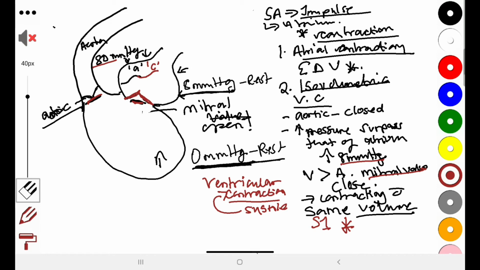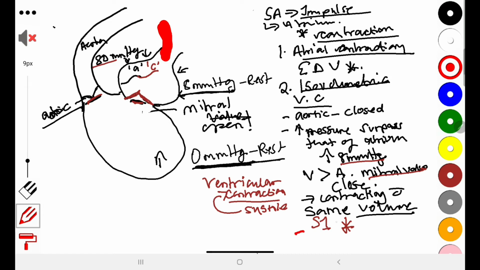Let me see if there's anything else I would like to say. Oh yeah, what is happening to the atrium? At this point, the atrium is also receiving blood from the lungs. It is acting as a reservoir because it's closed, and it's steadily filling up. So what else? One, the aortic valve is still closed. Two, the volume is the same because the mitral valve has closed. We also have S1 happening.